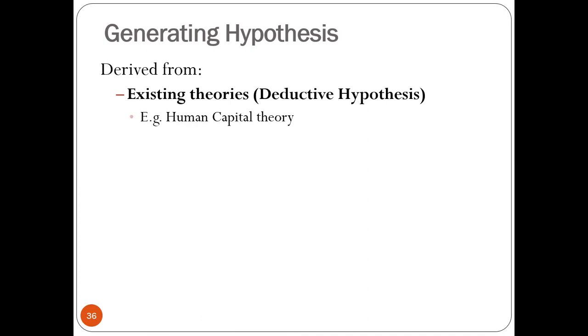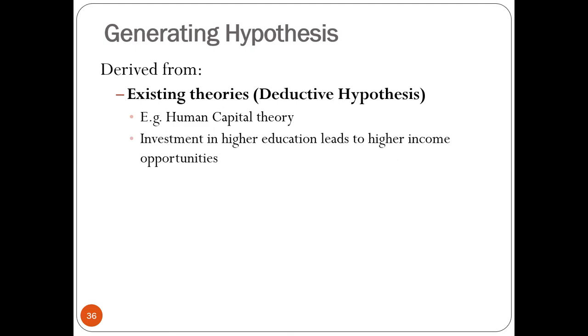So for example, you are using a theory like human capital theory, the livelihood framework, or the technology adoption model. These are existing theories you're using to work. So you investigate whether investment in higher education leads to higher income. What theory is guiding you? Human capital theory is guiding you here. So at the end of the day, you're going to validate this theory, and you must make sure whether you're accepting the hypothesis, which is the alternative, or you are rejecting it.